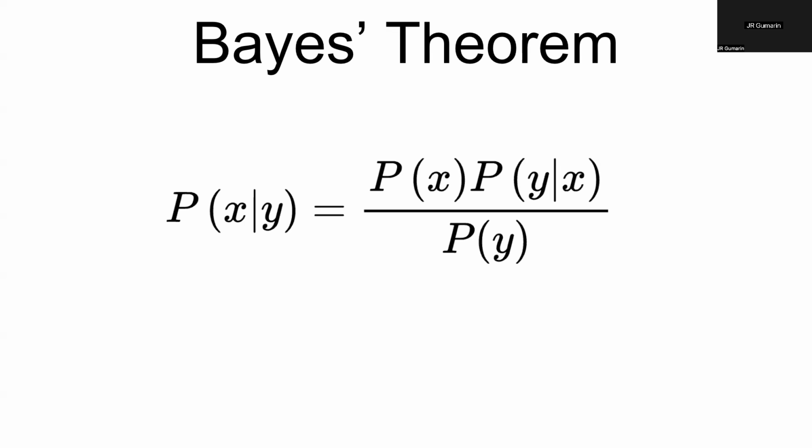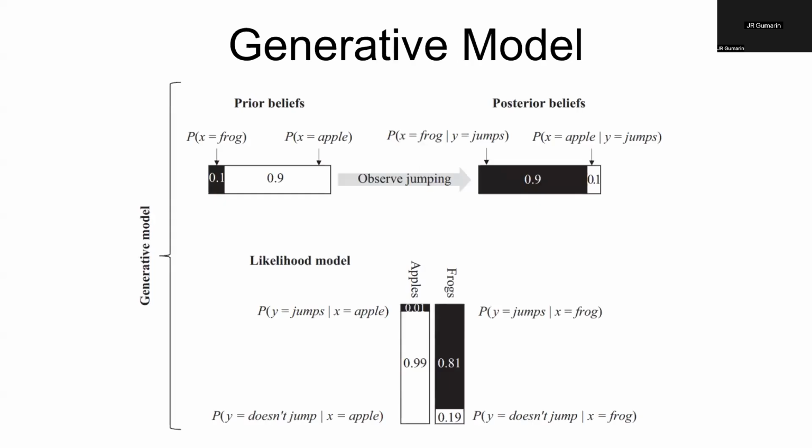So you have some prior over the hypotheses X and a likelihood model Y given X. Let me just show you this diagram, which I think is a bit more instructive. So let's consider an example of a world that only has two kinds of things: apples and frogs. And there are only two kinds of observations that you can make about that world. Either you see something jumping or you see something not jumping.